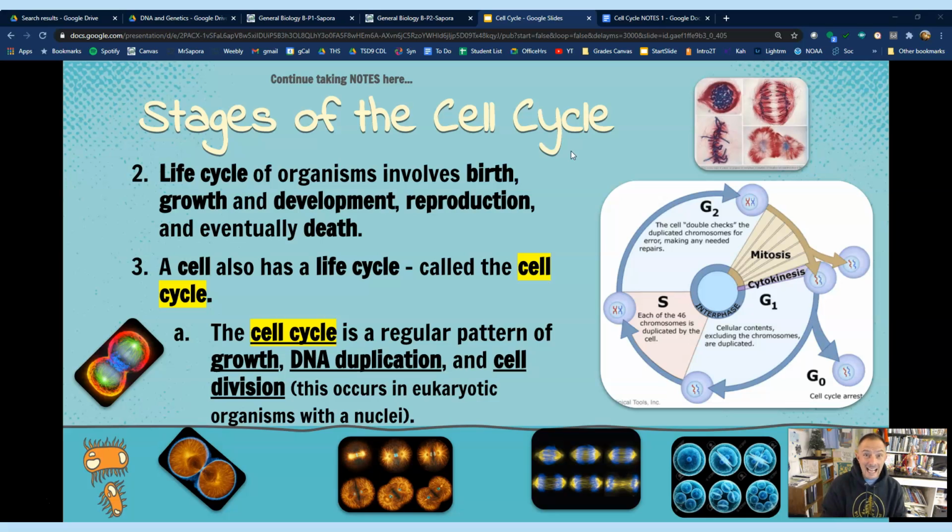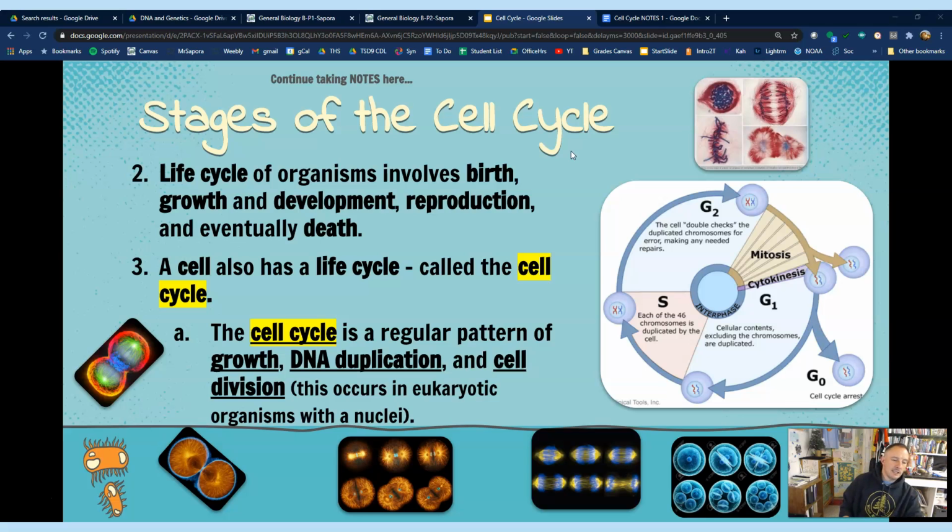And cells themselves have their own life cycles as well. Our own cells in our bodies have a life cycle that kind of mirrors that, because they're a living thing that's making up the bigger living thing. It's kind of cool. And that little life cycle of a cell is called the cell cycle. And that's what we're here to learn about today.